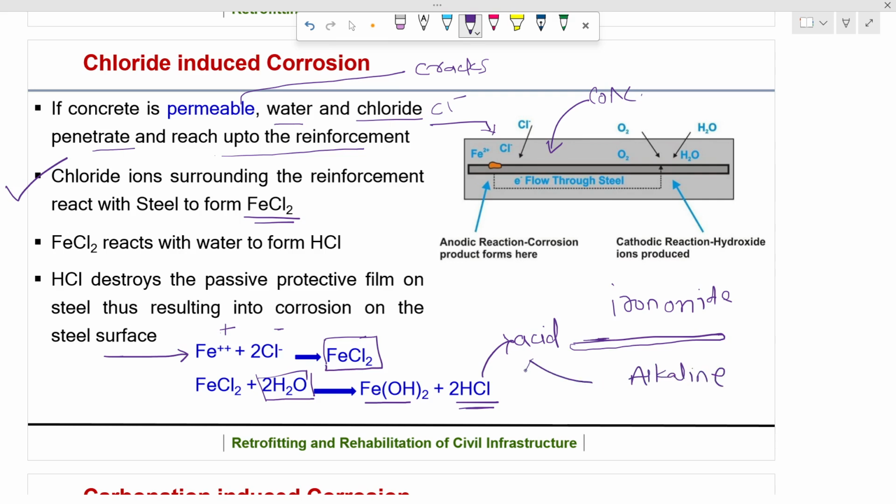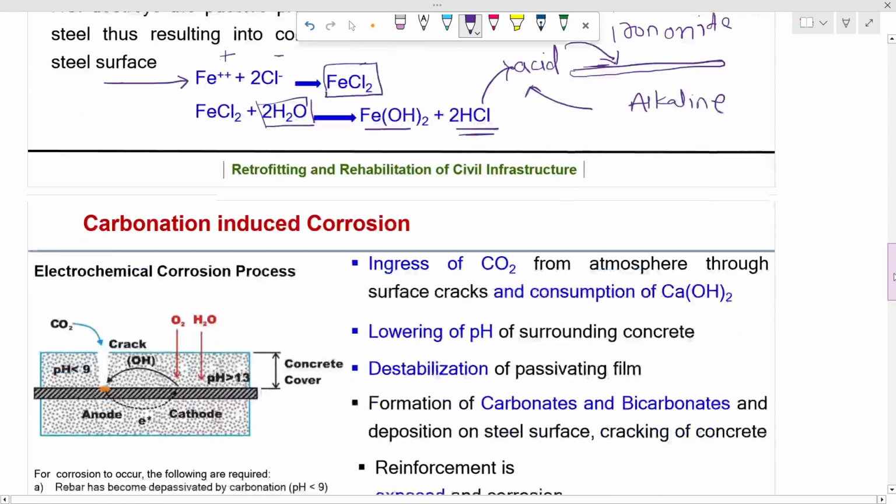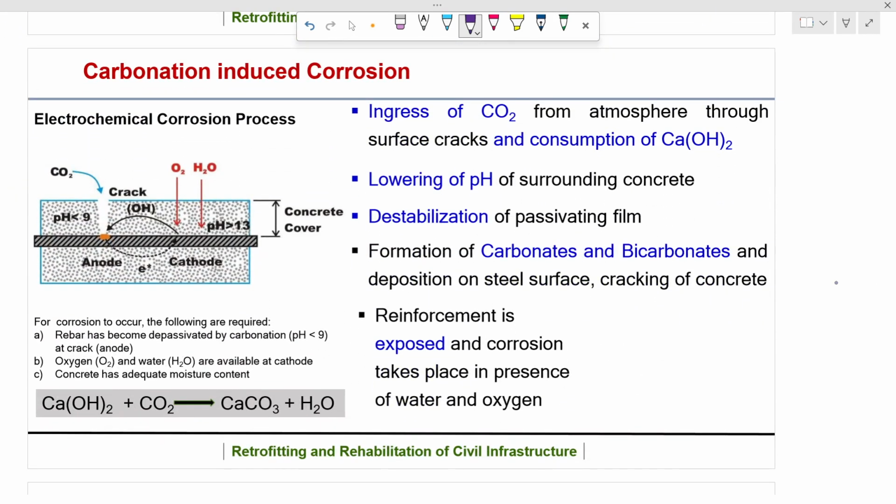But this hydrochloric acid is an acid, that's why it destroys that layer. Okay, so that is the basic phenomenon of chloride induced corrosion. Now let's understand what is carbonation induced corrosion. So basically this is related to carbon dioxide.